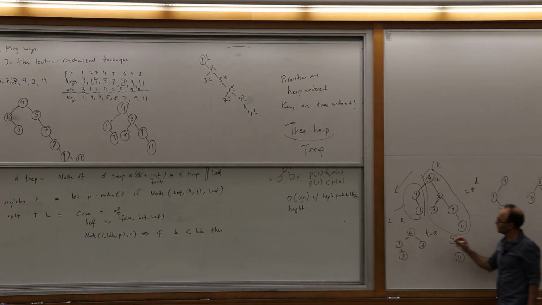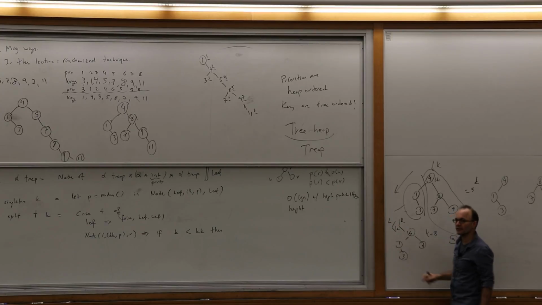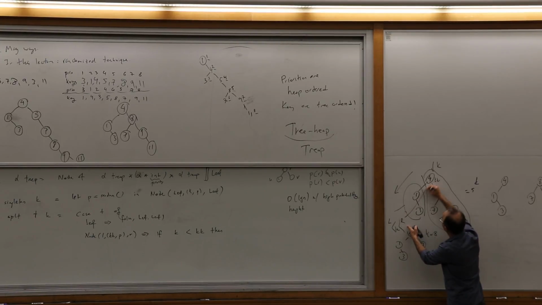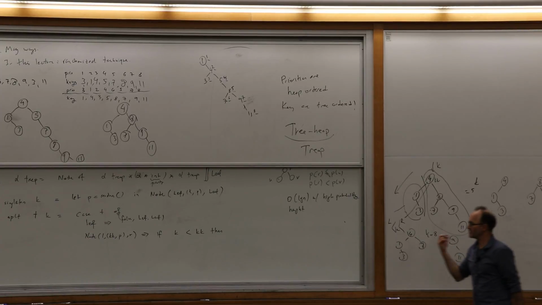I know that my key is in between, right? Everything on the left is less than the key. Everything on the right is greater than the key. So all I need to do is take this R and hook it up here. And that's what I return, basically. Okay, so that's basically the implementation.